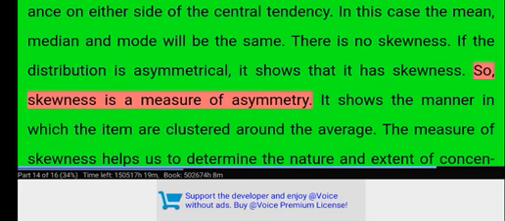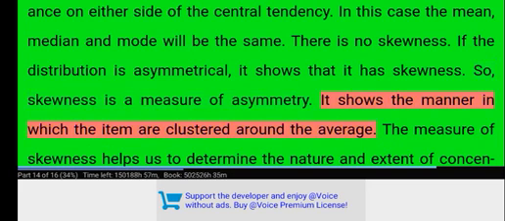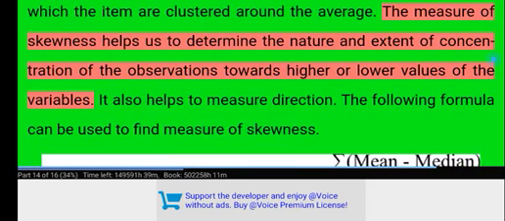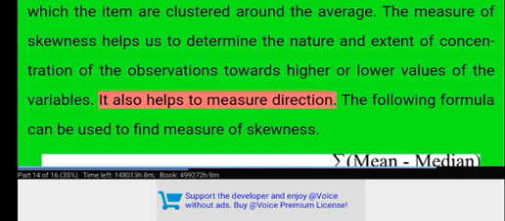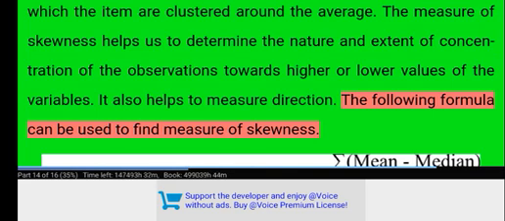So, skewness is a measure of asymmetry. It shows the manner in which the items are clustered around the average. The measure of skewness helps us to determine the nature and extent of concentration of the observations towards higher or lower values of the variables. It also helps to measure direction. The following formula can be used to find the measure of skewness.